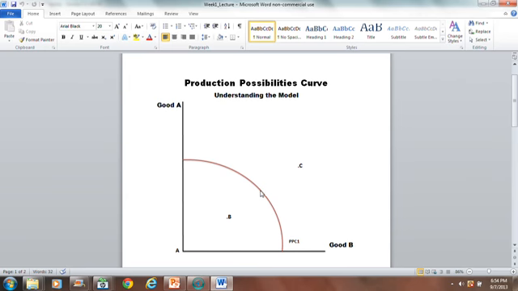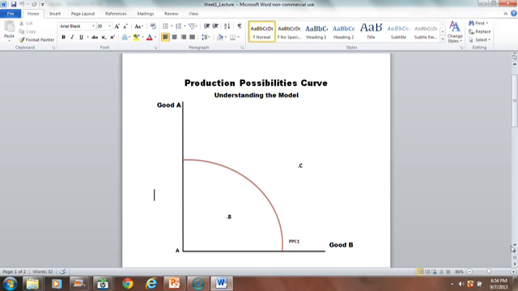Combinations on the curve are completely efficient. Combinations inside the curve involve some waste, so they are to some degree inefficient. And a combination at the origin would be a total waste of resources because we get no output for having used all the inputs. Now the curve I've drawn here is kind of stationary, but the production possibilities curve can also shift.